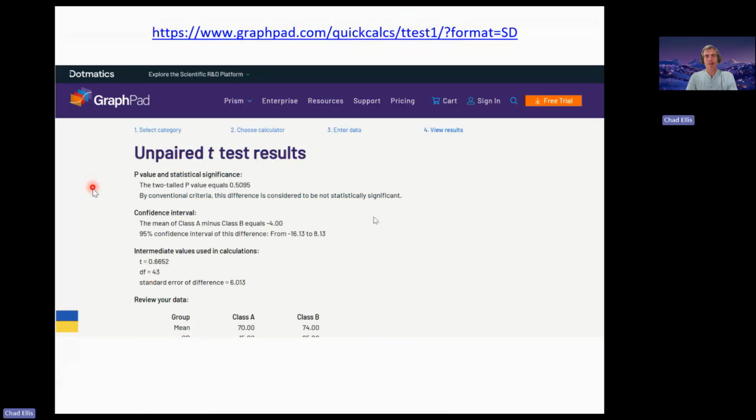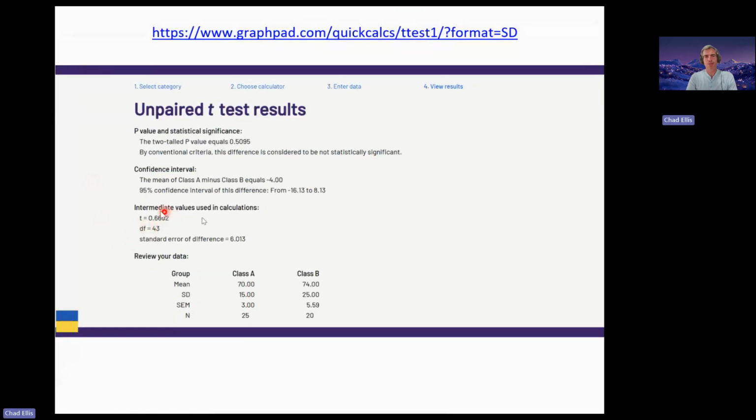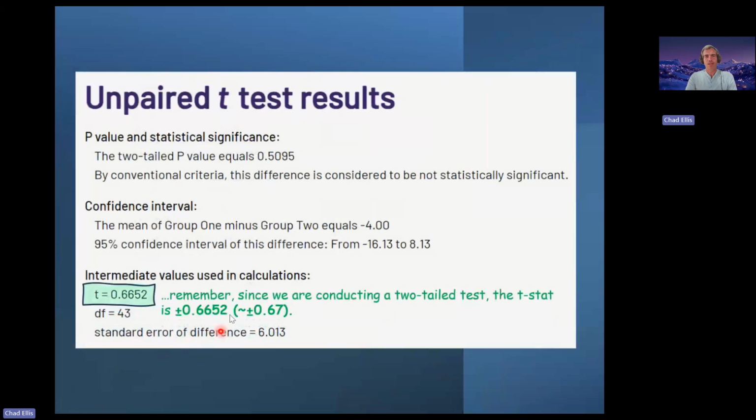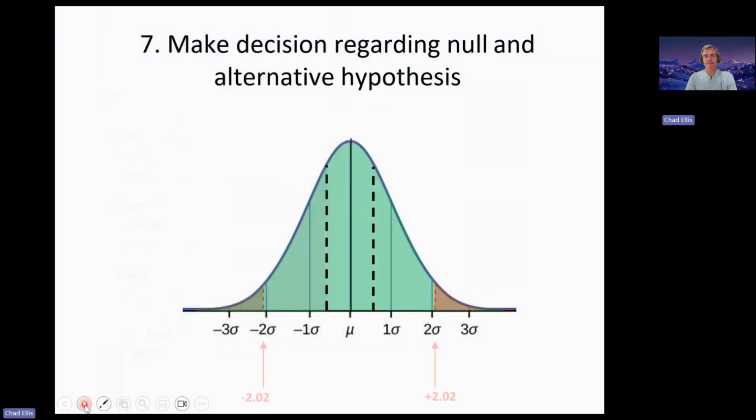And here I get my results. So there is my t-value right there, 0.6652. Right? So again, because we're doing a two-tailed test, we're going to take both the positive and negative version of the 0.6652. So let's just round it up to 0.67. So let's put that in our diagram here. There's our critical values. Right, there's the positive t-value, the negative t-value.